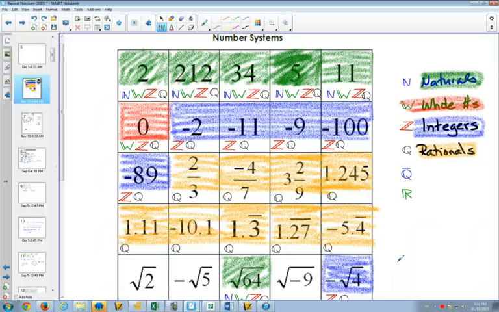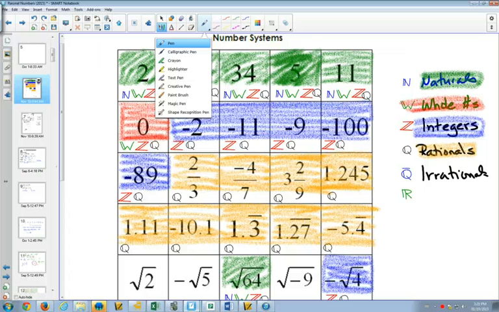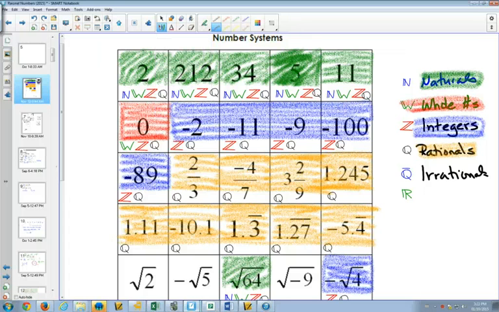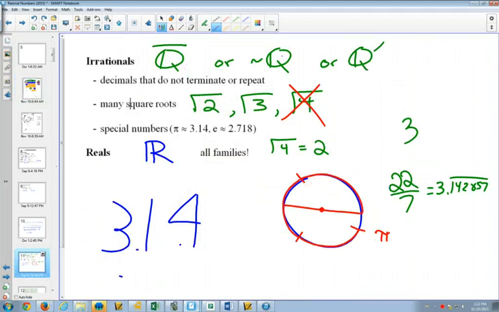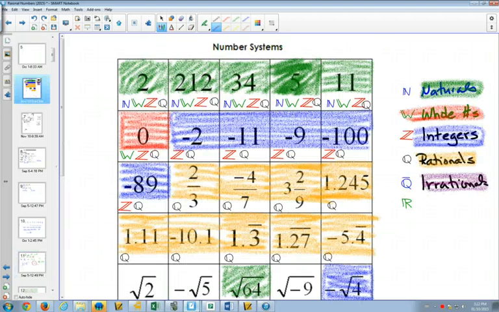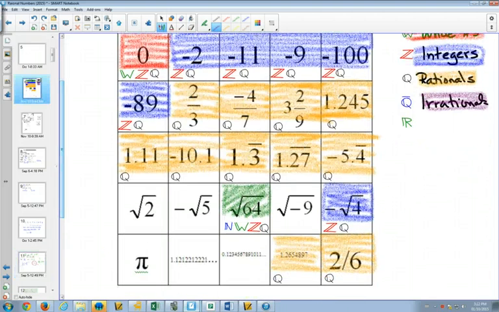The last group is irrationals. We're going to use purple. Rational numbers, irrational numbers. If we go to our notes, irrational numbers are decimals that do not end, some square roots, and special numbers like pi. So when we go to our color coding here, it's like all the rest of the numbers.